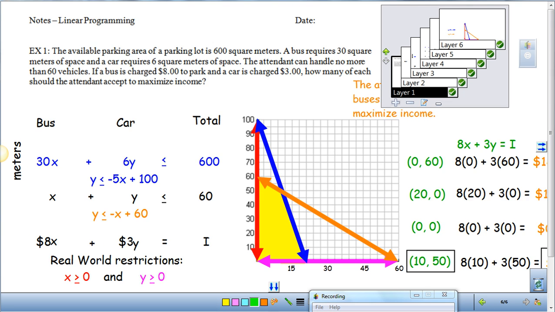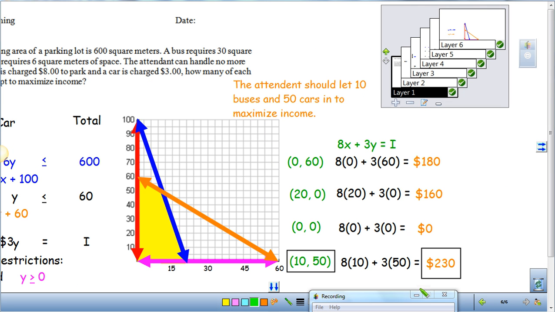And of course, maximizing that, we are looking at $230. So this point (10, 50) is your answer. So your final answer is this guy. The attendant should let in 10 buses, because x stood for buses, and 50 cars, because y stood for cars, to maximize the income.